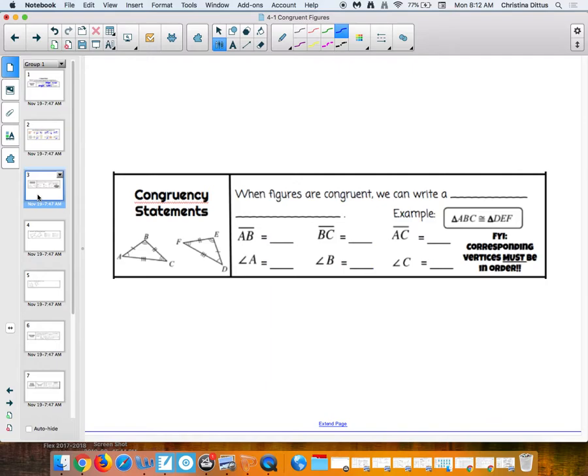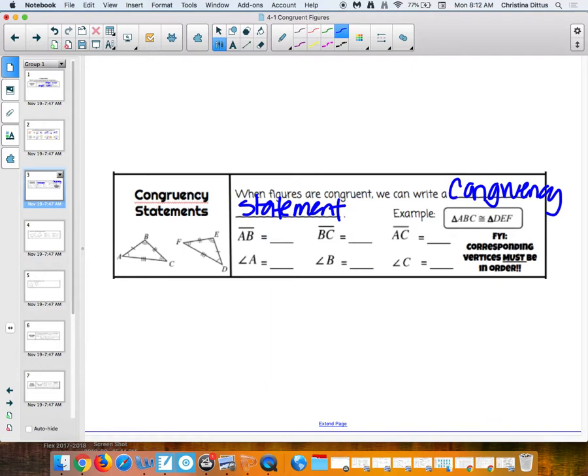When figures are congruent, we can write a thing called a congruency statement. So if I can match every single side and every single angle, I can say my figures are congruent and then write a congruency statement. So let's look at a little picture over here. We're going to start with angles, because I think angles are easier to see.